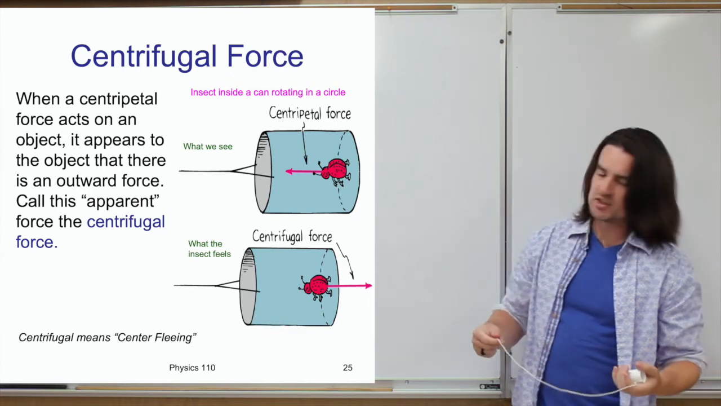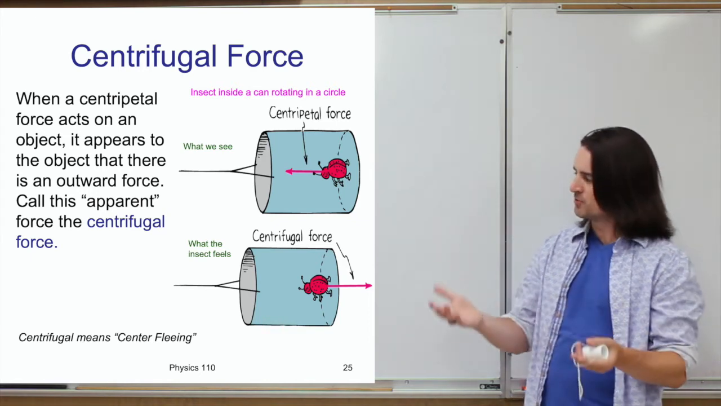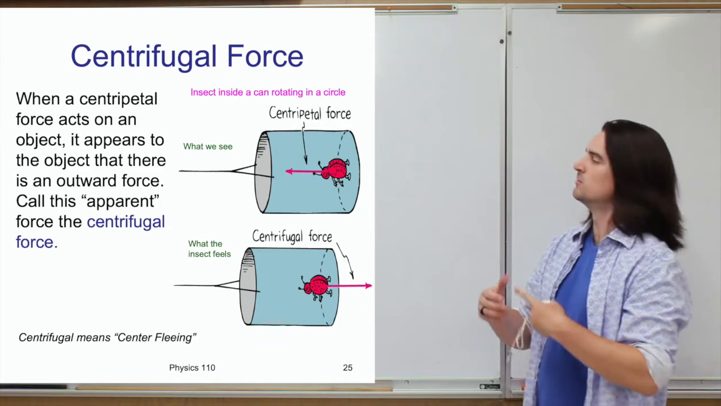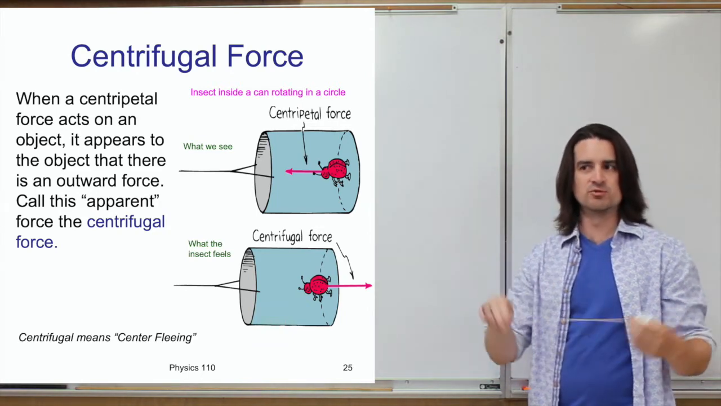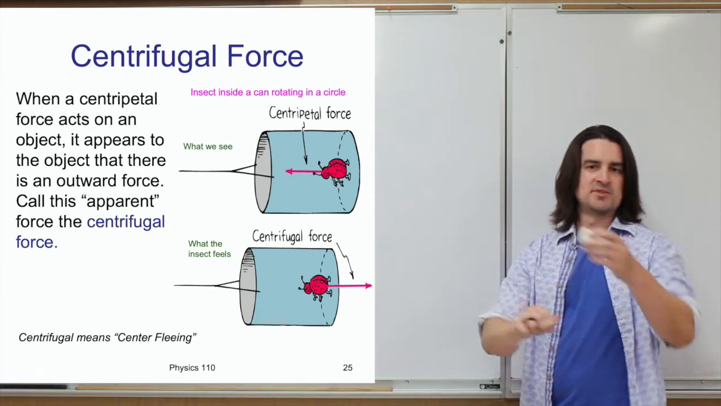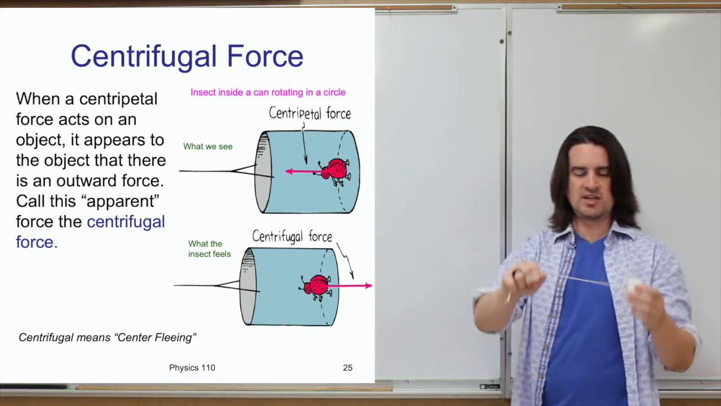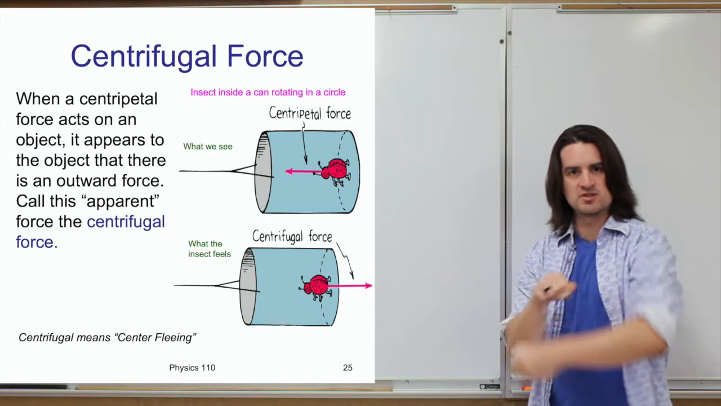So the centripetal force is essentially what an outside observer will see on an object that's rotating, right? In the case of the pipe, it's this tension that's keeping this thing rotating.